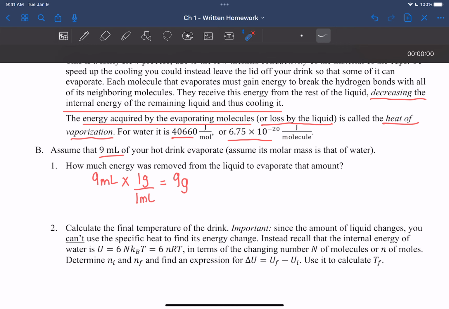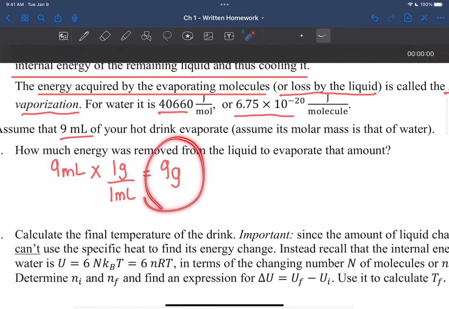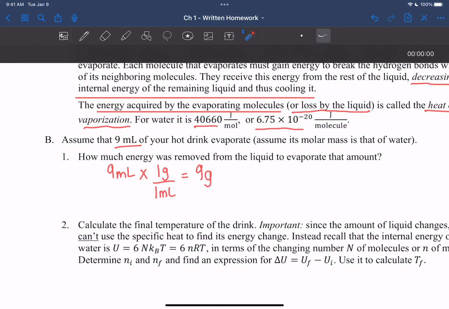So if we have 40,660 joules per mole, however many moles this is, we can multiply it by the heat of vaporization to figure out exactly how much energy was removed from the liquid to get it from that liquid state to a gaseous state. And that's what the heat of vaporization is. There's no change in temperature at that point. It's just a transition period.